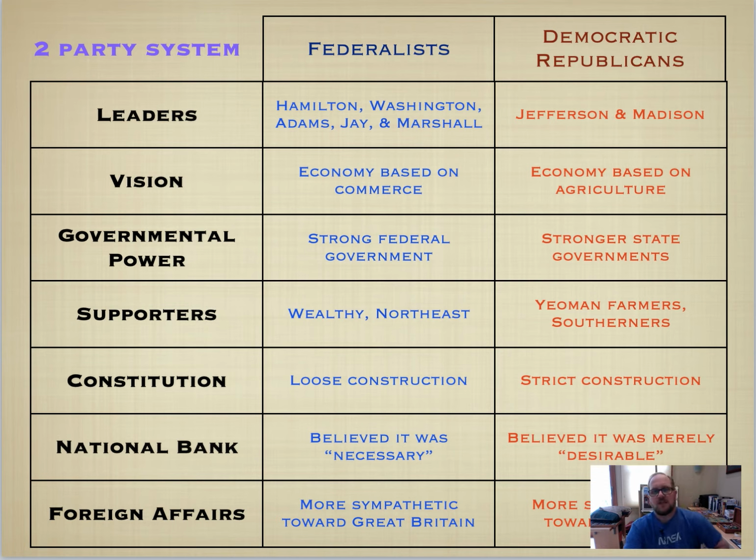The Democratic Republicans, their major leaders were Jefferson, Madison, and eventually Monroe. They believed that the economy should be based on agriculture and small agrarian utopian societies. They believed that the states should retain most of the powers. And of course, most of their supporters were Westerners and Southerners and small yeoman farmers. They believed that we should only look at the Constitution strictly. And of course, they thought the national bank was not necessary, but just desirable. And of course, they leaned more toward French sympathies than English sympathies.